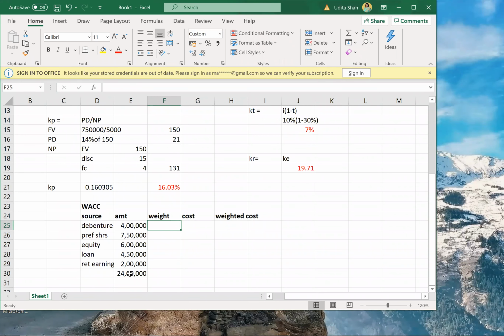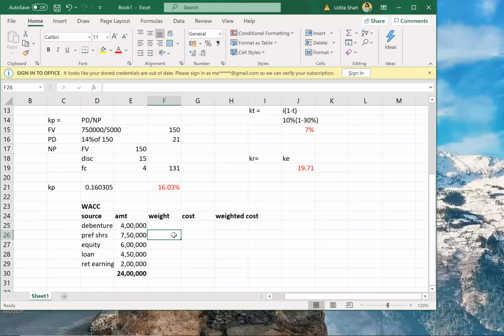So 4 out of 24, correct? So this will be 4 by 24. What's happening? It's taking in January. So I'll take it 4 divided by 24. Something is wrong with my Excel, I don't know.